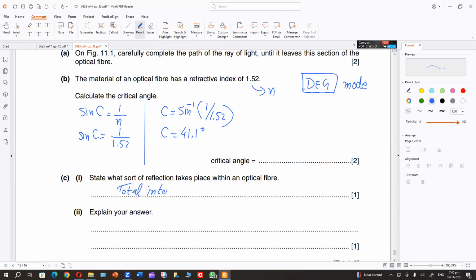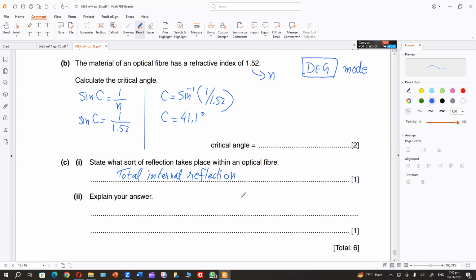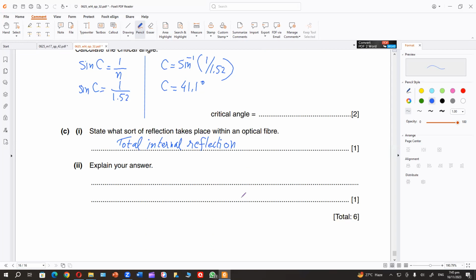So we already had discussed that this type of reflection is, what type of reflection is this? Total internal reflection. Explain your answer. Yes, sir. When angle of incidence is greater than the critical angle, total internal reflection happens. Right, light bounces back.